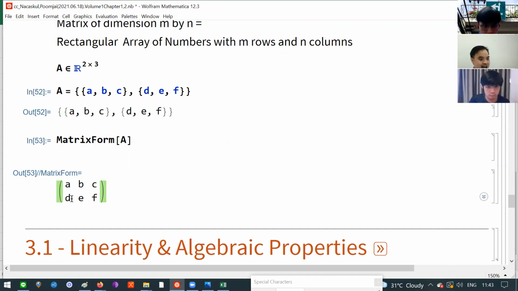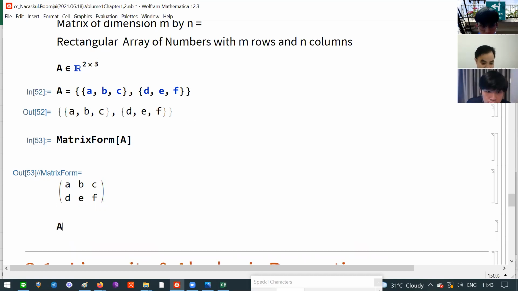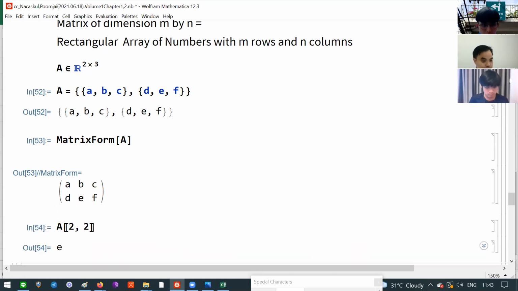Now, let's say I want to get E. How do I get E? I have to walk down 1, 2, and across 1, 2. So let me see if I get that. Okay, so A, double bracket, go down 2, and go across 2. Now, what about C? How do I get C? I go down 1, I go across 3. Okay, see that?